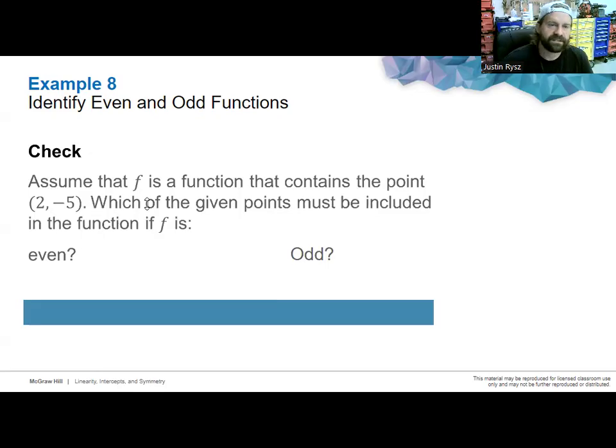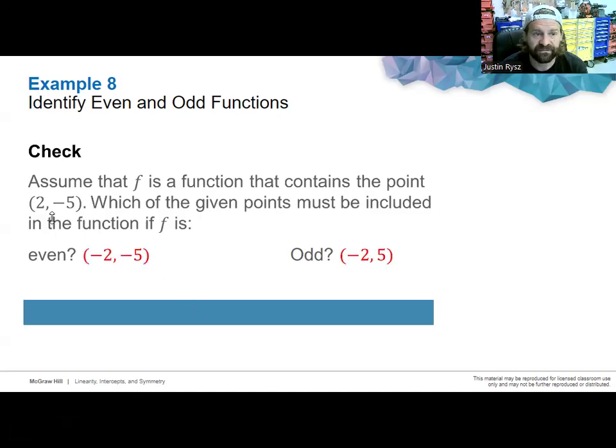Okay, so let's think about this here. What if I just gave you a point here? This is the last thing we're going to think about. What if I said there's a function that has a point at 2, -5? What if I told you that this function is even? Could you tell me another point? Think about it, pause the video. Let's try to do this together.